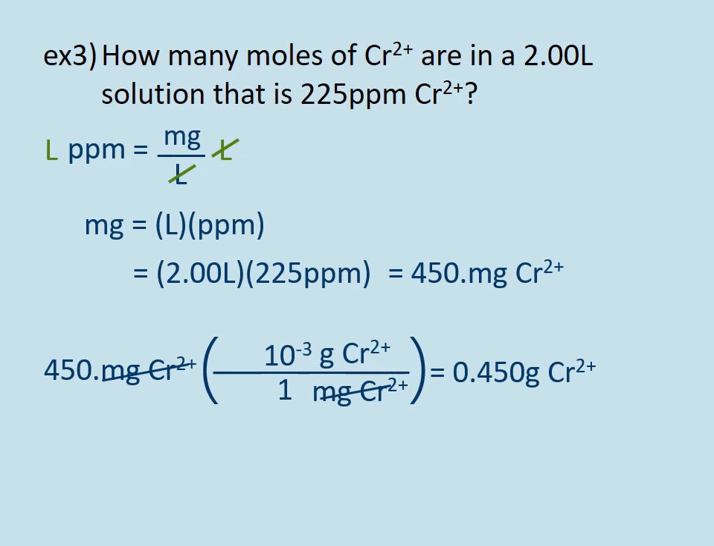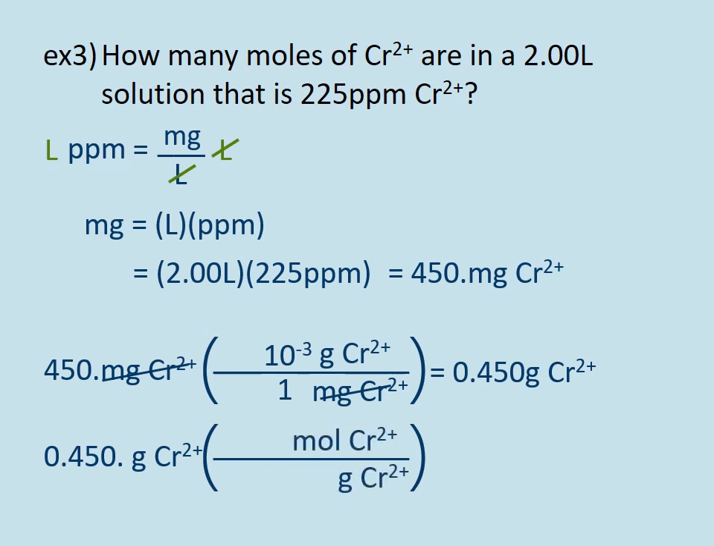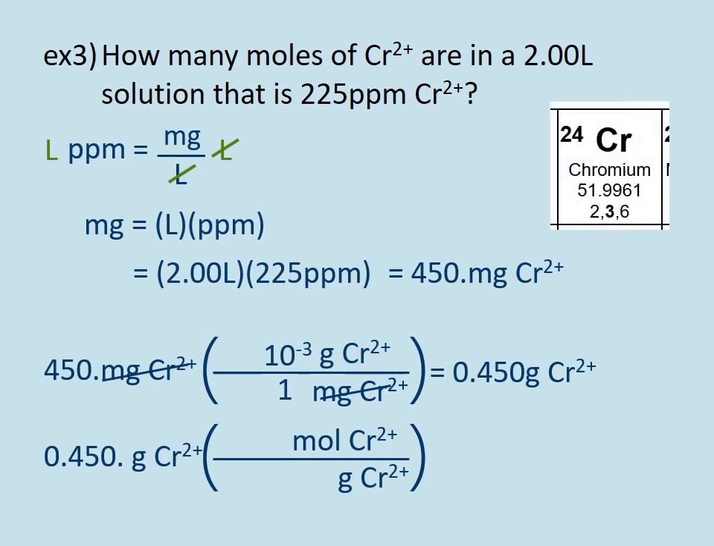Now to convert from grams to moles. 0.450 grams chromium-2 ion, big brackets, grams on the bottom, moles on top. But what am I going to put into my bracket? Because chromium weighs 51.9961 grams per mole. But I've got chromium-2 ion, which means it has lost 2 electrons.